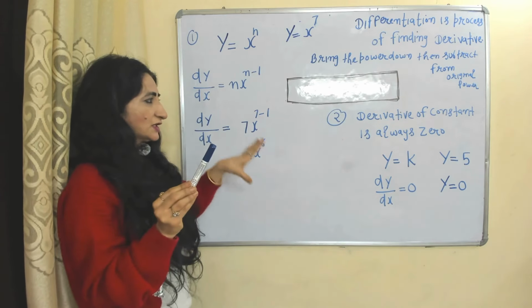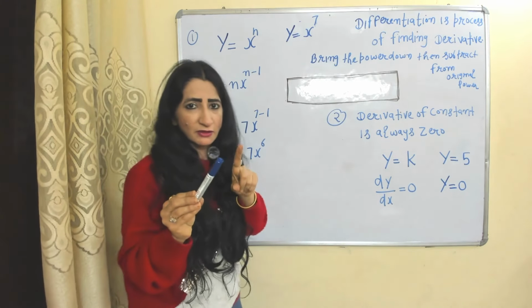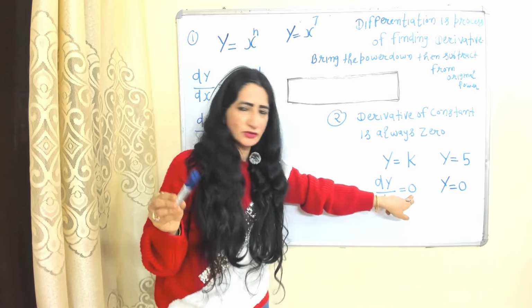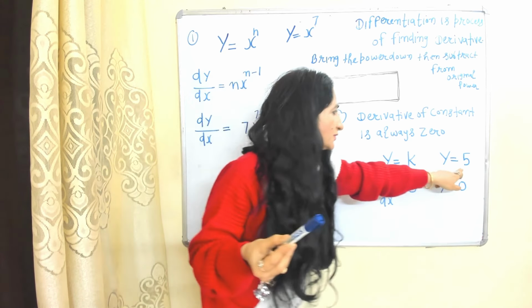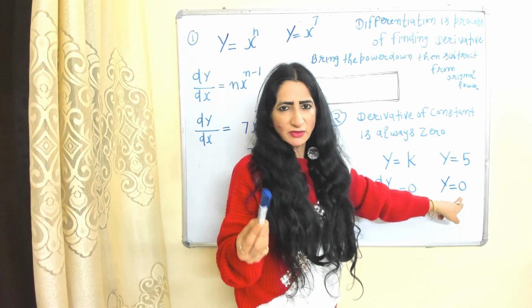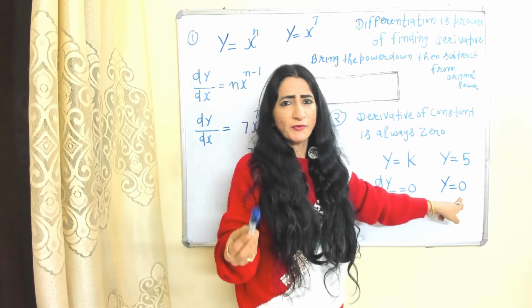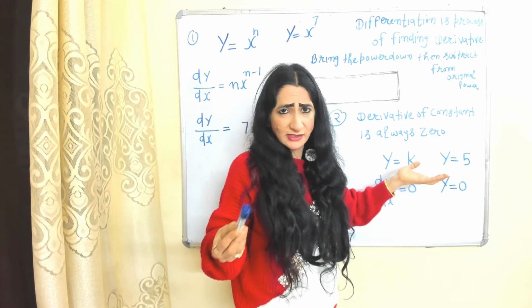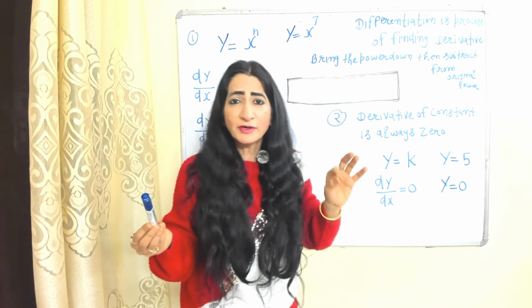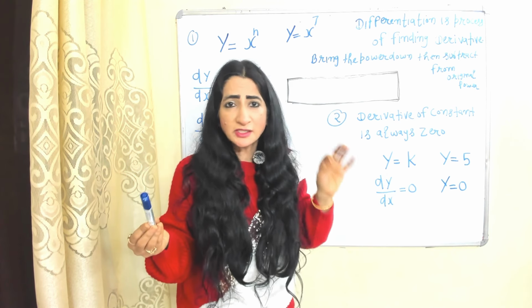Second thing, derivative of a constant is always equal to 0. Here k is a constant, that's why derivative of constant is equal to 0. Here 5 is a constant, that's why derivative of constant is equal to 0. Obviously, if there is no x, when we differentiate y with respect to x, the derivative of a constant will become equal to 0.